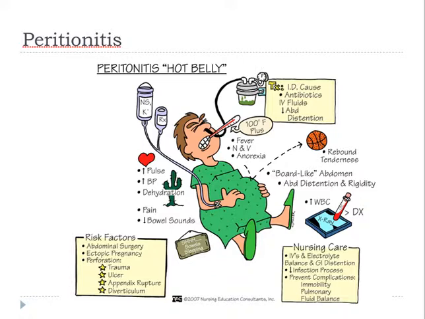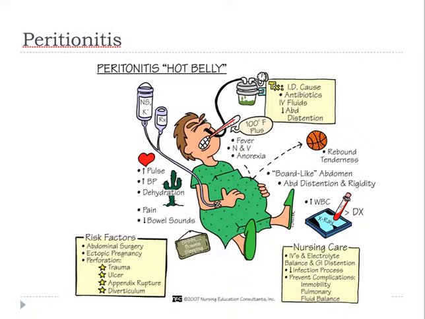Peritonitis is an emergency. It can lead to sepsis and shock. What you're going to see is an increase in temperature. They're going to be very painful. That rigid, board-like abdomen and rebound tenderness. They could have a tender, distended, and rigid abdomen. All of these adjectives are very bad.